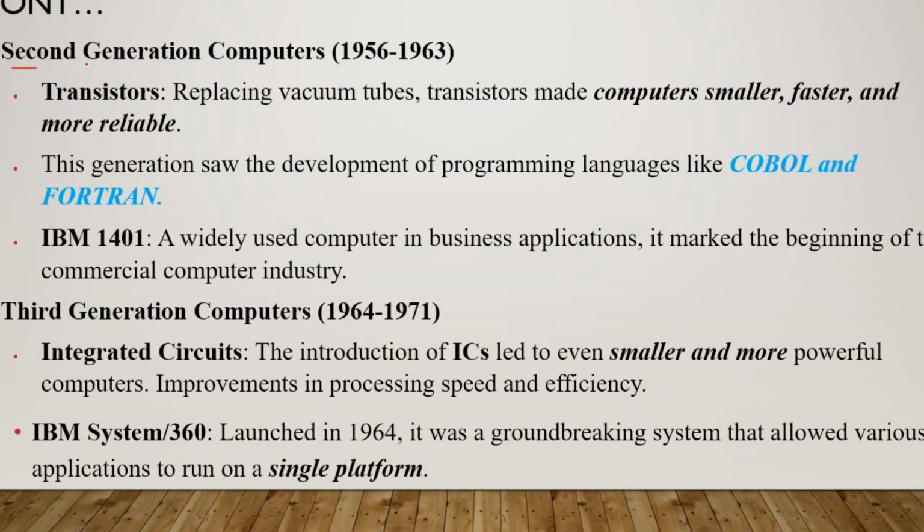The second generation's underlying technology was transistors, replacing the vacuum tubes of the first generation. Transistors made computers smaller, faster, and more reliable. That is what human beings need: smaller in size, faster, and more reliable. So there was a huge advancement in the second generation. People enjoyed this time due to the introduction of transistor technology.